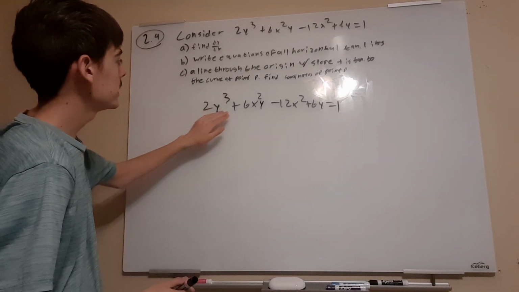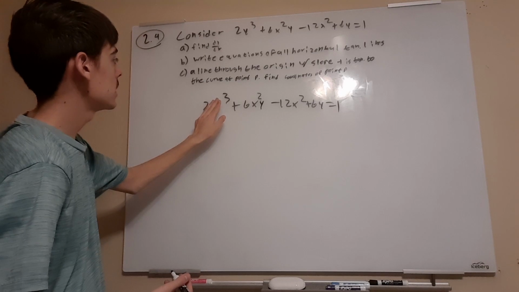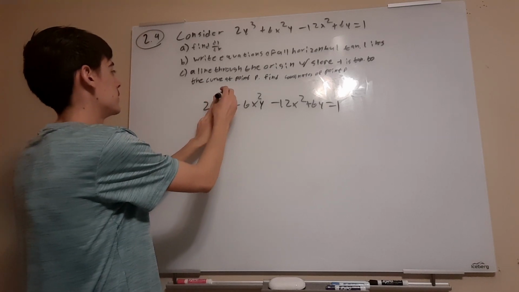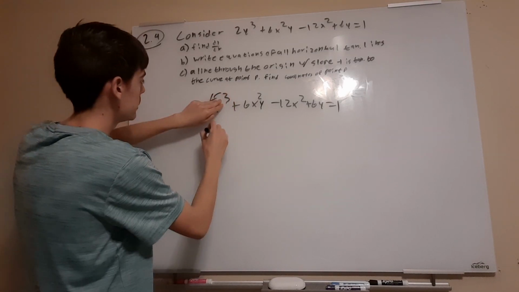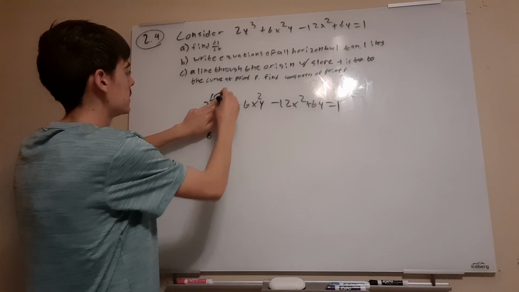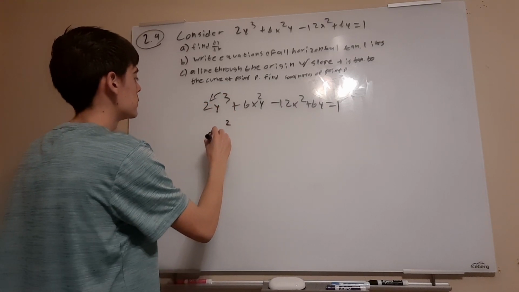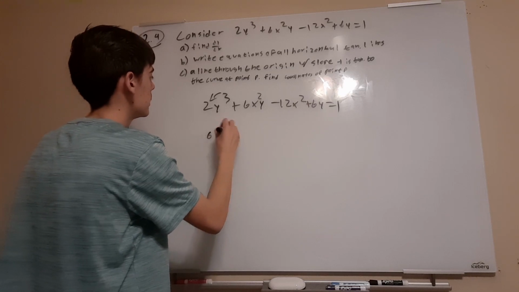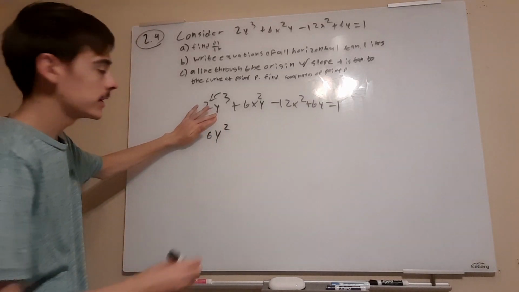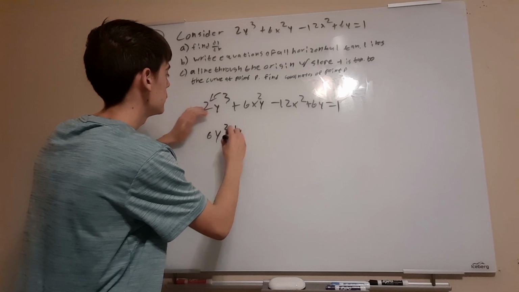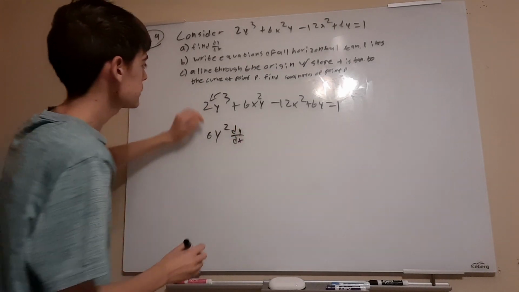So 2y cubed, this is again just power rule. So bring down the 3, that will turn into 3 times 2 is 6, and then subtract 1 from the power, that will be a 2. And then the inner function is y. So 6y squared, but because y is a function, don't forget to multiply by the derivative, which is dy dx.